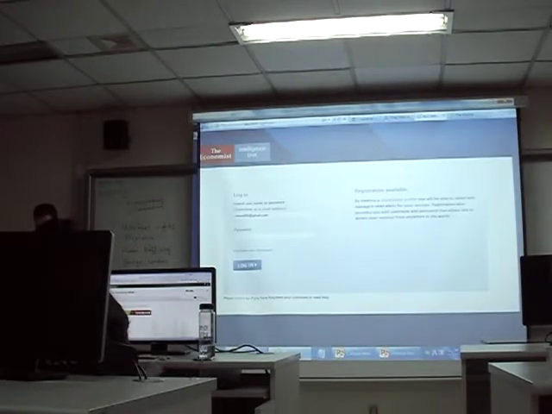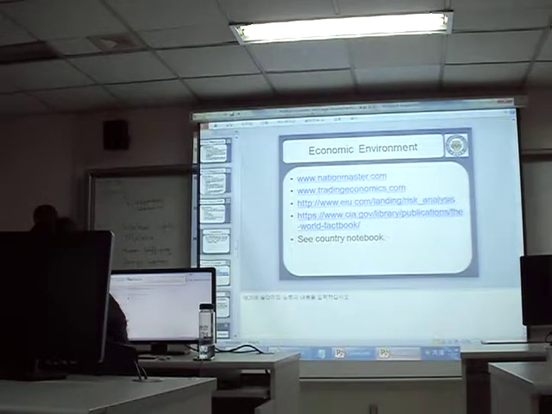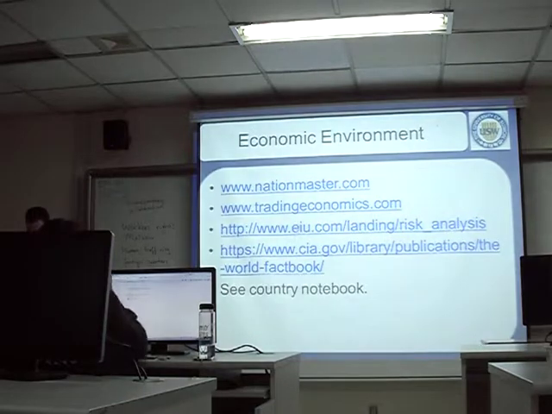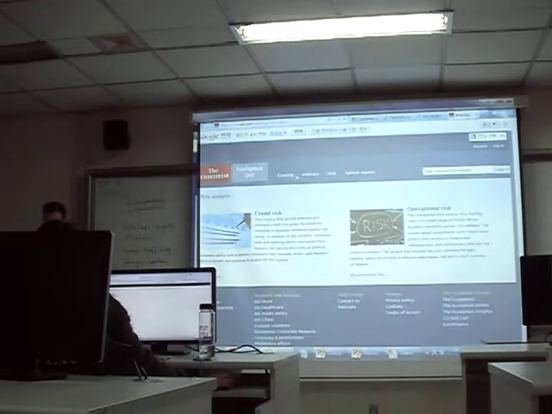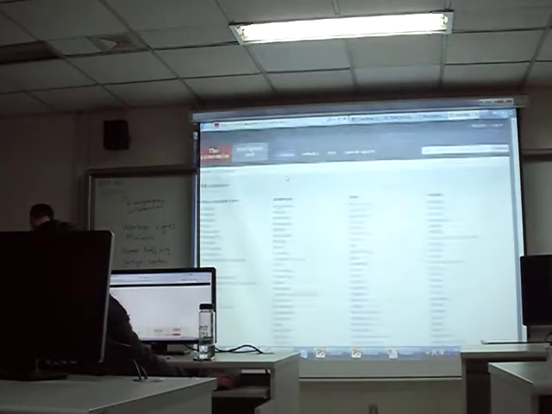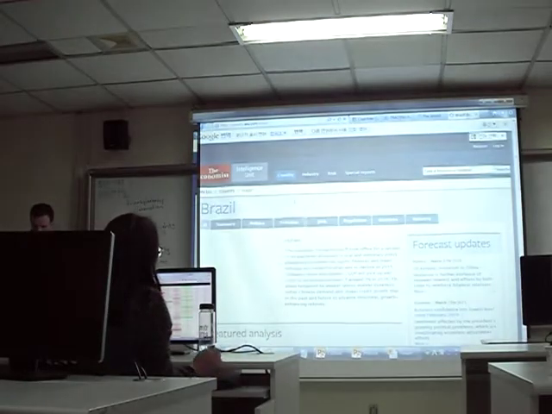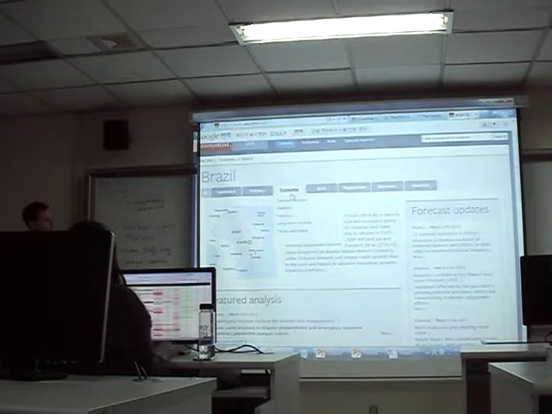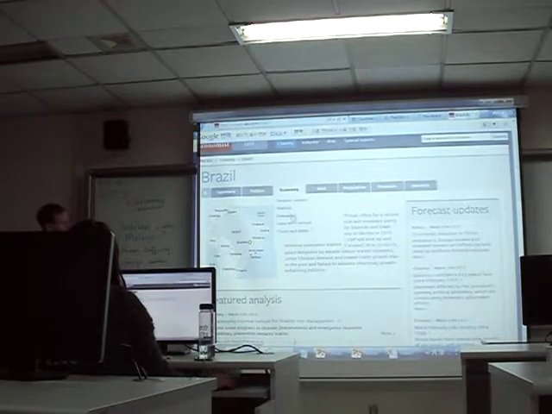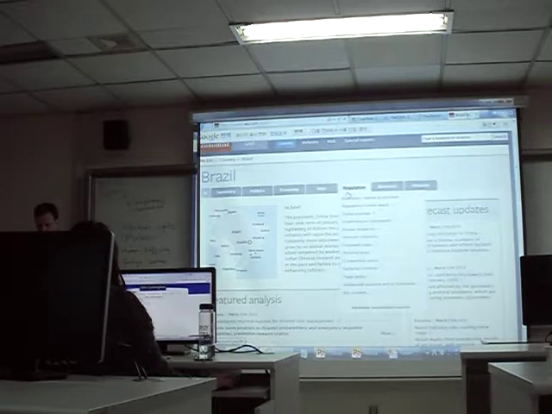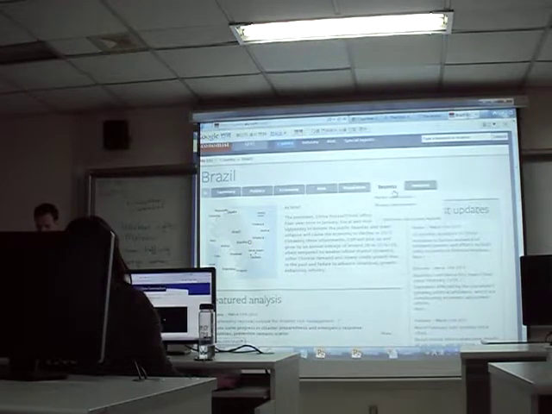The EIU, we have the country risk. We can click on any country. Let's say Brazil. Then it makes a different report of Brazil: summary, politics, economy, risk. If we see this triangle here, I think that means you need to register first. So if you registered, you could get more information. Some of these are subscription required, marked with a triangle.